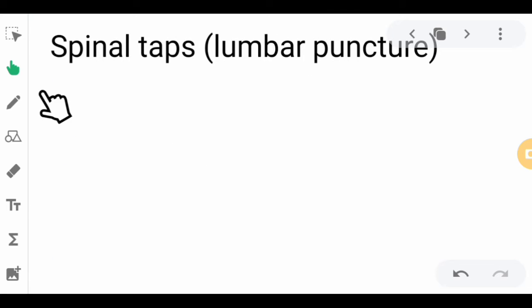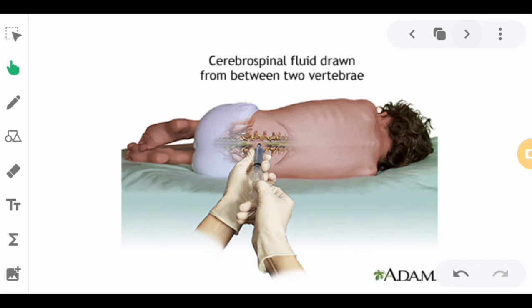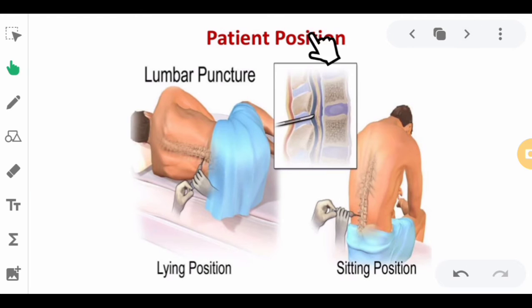Then let us discuss the spinal tap, or lumbar puncture. This is the spinal tap, as we call it. It punctures the lumbar part here. It will collect CSF from this part. The CSF, or the fluid, is drawn between the two vertebrae here, and the patient position can be either sitting or lying.